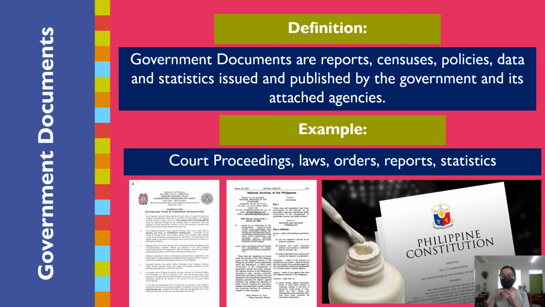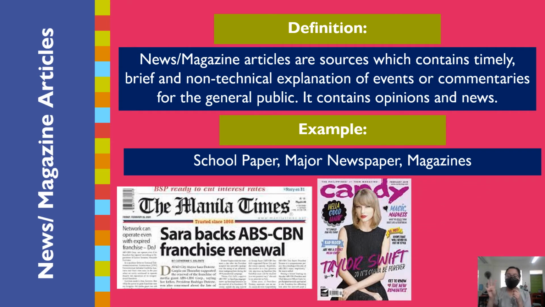We have laws. It is authored by the government. Of course, it is authored by the people, but it was published by the government. Next is orders, reports, and statistics. So those are government documents. So we have scholarly articles, number two, books, number three, government documents. Number four, we have news or magazine articles.